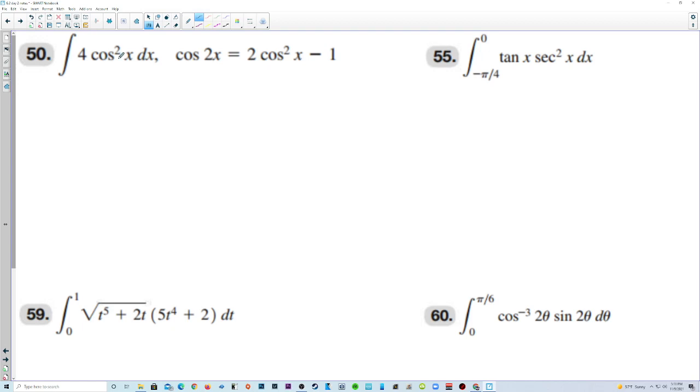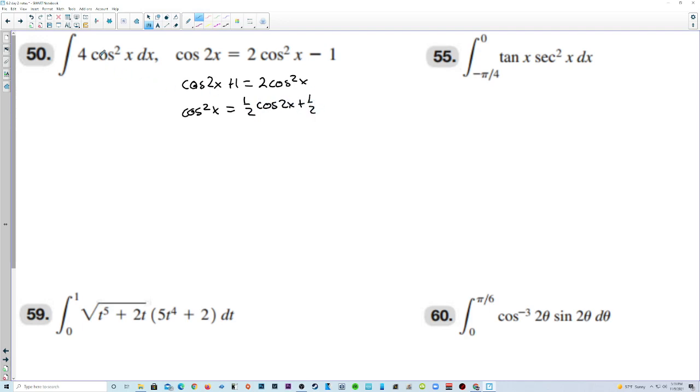Here we need to replace this cosine squared, so let's get this cosine squared by itself. Cosine of 2x is equal to 2 cosine squared x, oh, plus 1. I need a plus 1 there. Plus 1 equals 2 cosine squared x. Divide by 2. So cosine squared x is equal to 1/2 cosine of 2x plus 1/2.